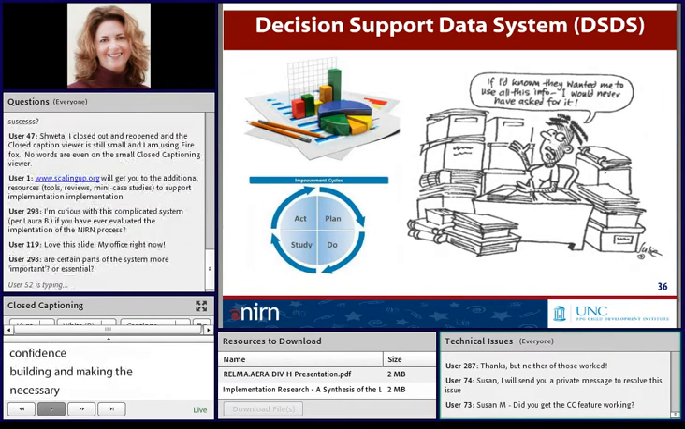And I'm glad some folks are relating to my cartoon character there of all that data collection, because we want to collect good data, but then we also have to use it.